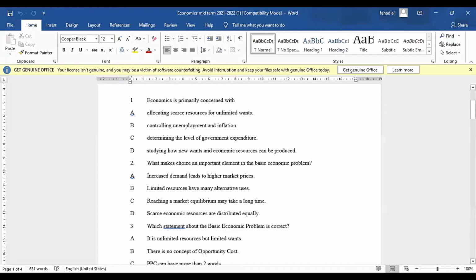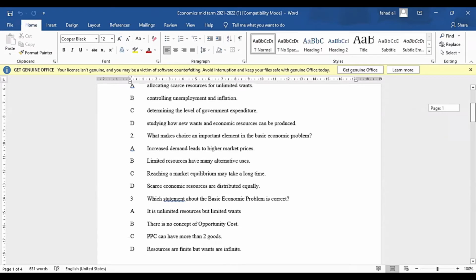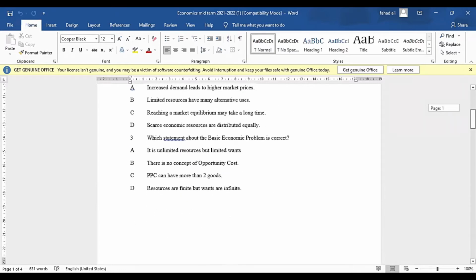Economics is primarily concerned with allocating scarce resources for unlimited wants. So it's the A option. What makes choice an important element in the basic economic problem? It is that limited resources have many alternate uses. So it's B.